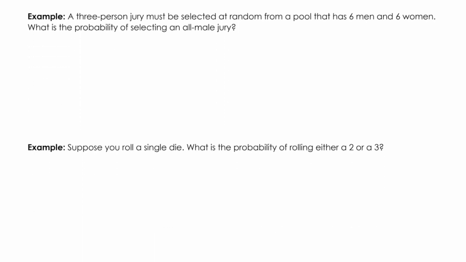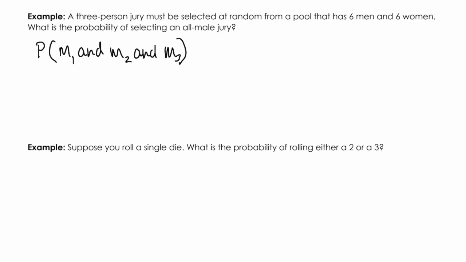A 3-person jury must be selected at random from a pool that has 6 men and 6 women. What is the probability of selecting an all-male jury? Well, we want to find the probability of getting a male on the first try, a male on the second try, and then a male on the third try. I'll put a little 1, 2, and 3 down at the bottom to remind us that those are our first, second, and third picks. Now, are these events independent?